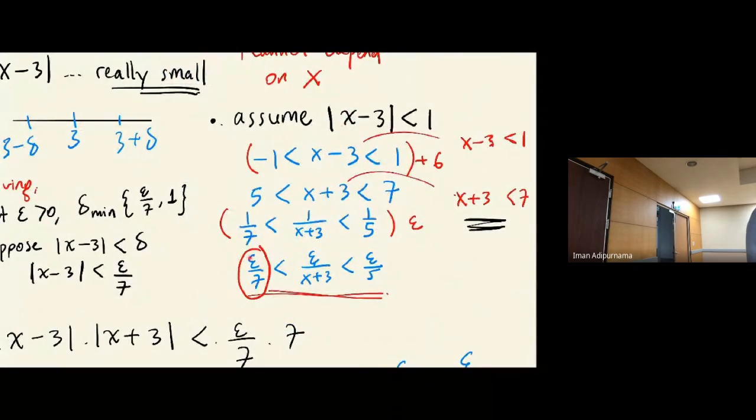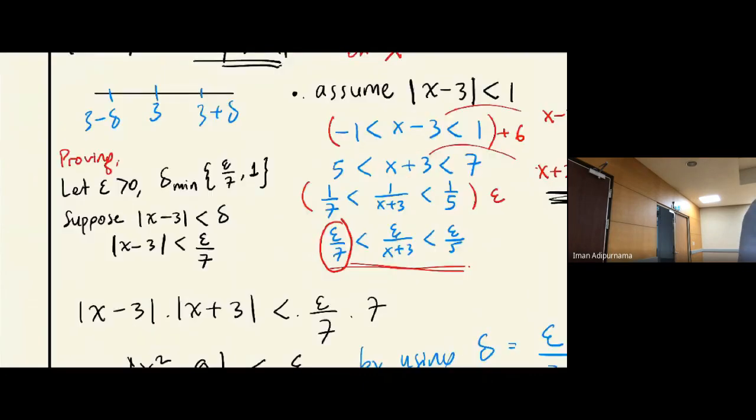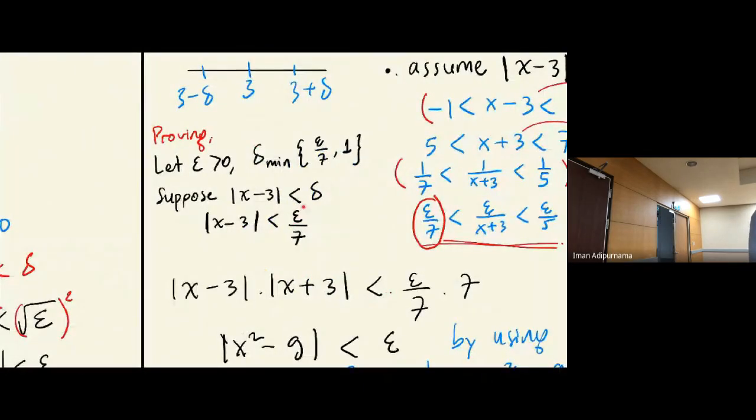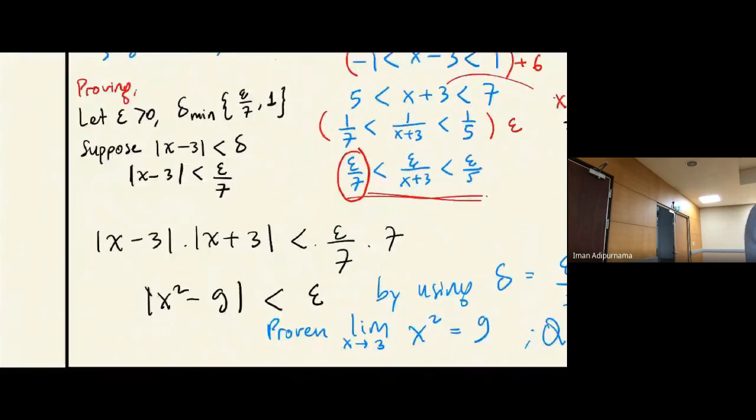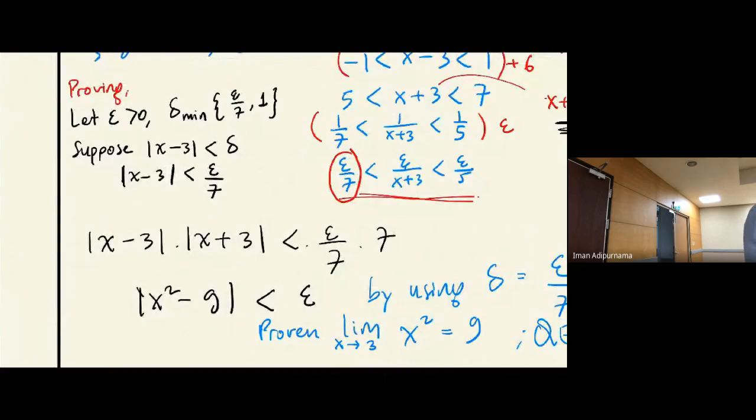This epsilon over 7 is the smallest possible from our assumption, right? So we put back the epsilon over 7 as our delta. Then we need to bring out the original equation, which is x squared minus 9, so I need to multiply with x plus 3. Because we already assume that it's less than 1, we need to just use this 7. So that's why here we need just to multiply by 7. So epsilon over 7 multiplied by 7 brings back the epsilon as the original equation, absolute value of x squared minus 9 less than epsilon.